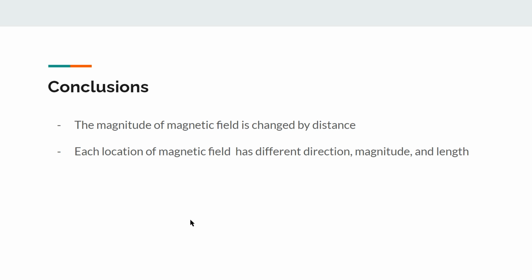In conclusion, we proved that the magnitude of the magnetic field changes with distance, and each location of the magnetic field has a different direction, magnitude, and length.